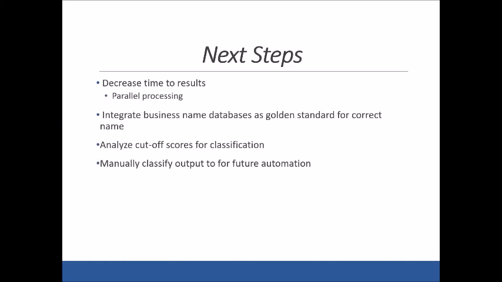And in our next steps: decreasing time to results, introducing parallel processing, and also we're always looking for a gold standard data set with correct business names to help learn more from. My next step of focus is on analyzing cutoff scores for classifications, because manually going through each one of the observations is certainly not practical. So identifying the best cutoff score to classify. And then finally, hopefully taking those cutoff scores and adding in some automation and machine learning to learn more.